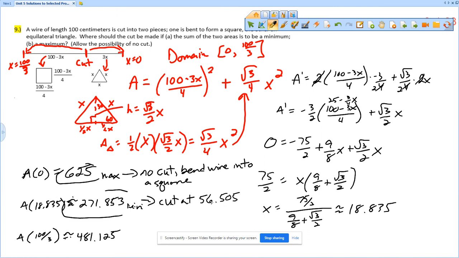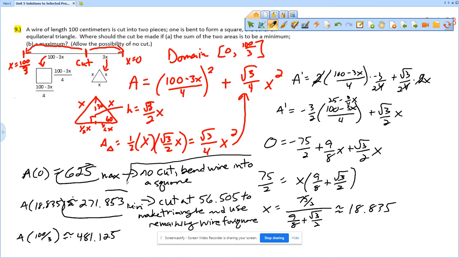And so what are we going to use that for? The 56.505, we're going to make that into the triangle, and use the remaining wire for the square. So this is our answer.